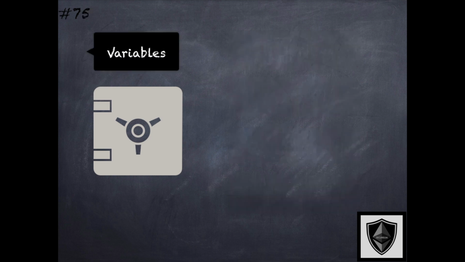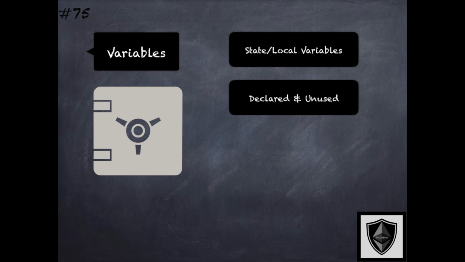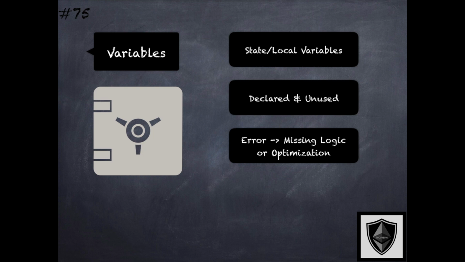Another aspect that needs to be paid attention to is the use of variables in contracts. These could be state variables or local variables. And the specific aspect is if these variables are declared but are never used within the contract. This could be indicative of missing logic that is expected to be there and using these variables in certain ways but is missing because the developer forgot to add it.